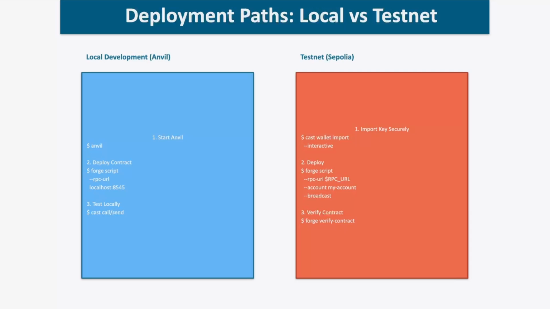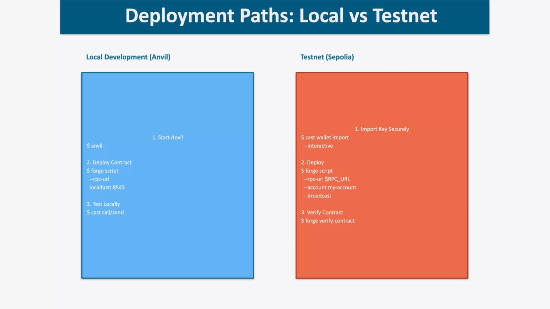Let's walk through both. For local development, we'll be using Anvil. Anvil is a local Ethereum node, perfect for development. To start it, we simply type the keyword Anvil. This starts a local blockchain on your machine. It prints some pre-funded accounts, and in another terminal, you can deploy your contract. In this case, the RPC URL points to your local Anvil node. You can now interact with your deployed contract using Cast. This is zero risk. You're developing on your own machine.